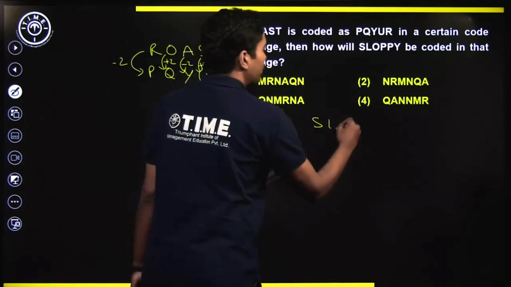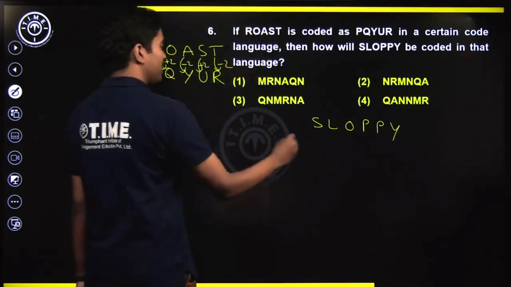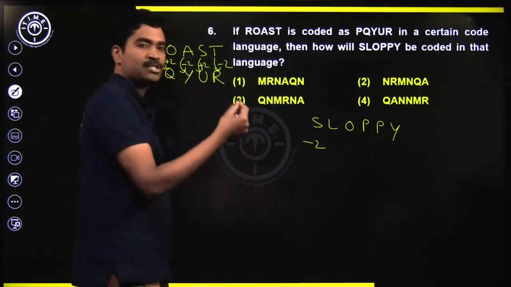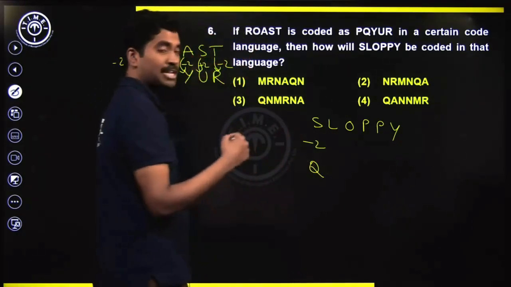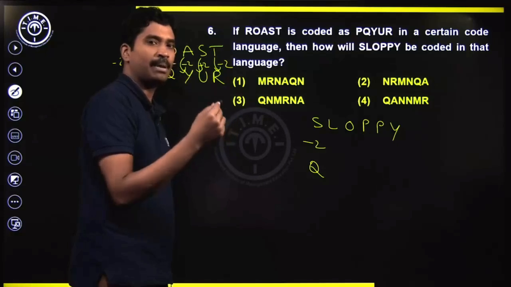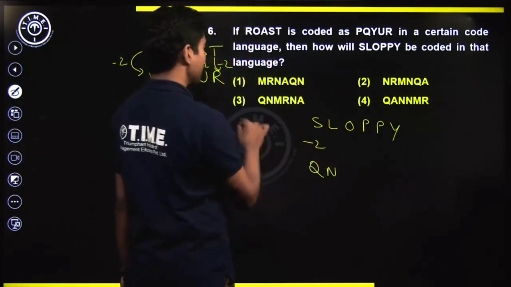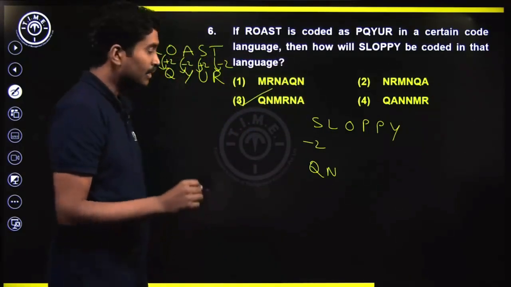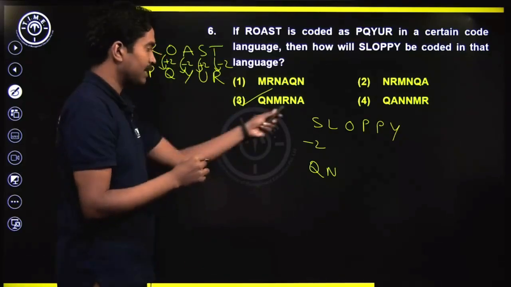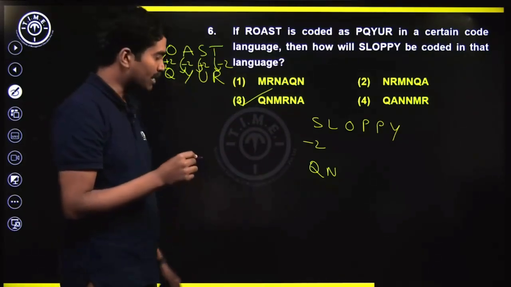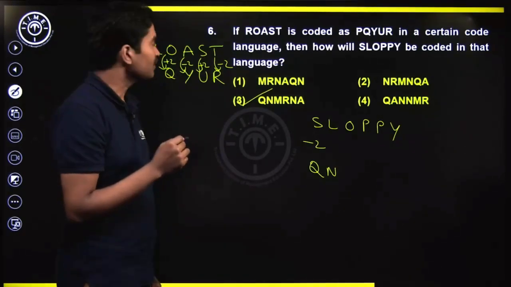Now what do we need to code? We need to code SLOPPY. The first one has to be minus 2. S minus 1 is R, minus 1 is Q, so Q. What about the next one? Plus 2: L plus 1 is M, M plus 1 is N. So QN. Which of the options has QN? Option 3. I am not going to waste my time checking OPPY. S has been coded as Q, L has been coded as N, and that's all I need to know. Option 3 is our answer.